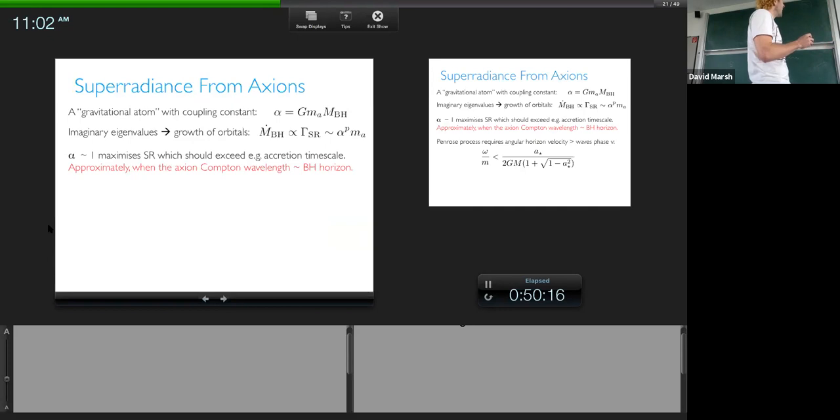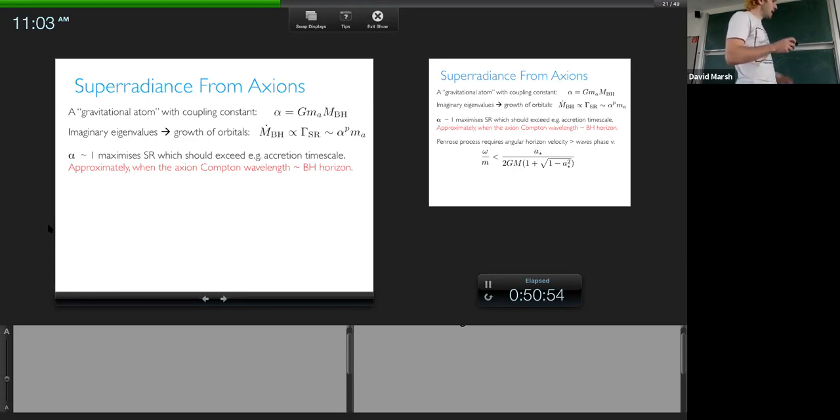If you have imaginary eigenvalues omega, you get a growth of occupation number of that orbital. And the time dependence of the black hole mass, which is also the time dependence of the spin and the energy, is proportional to the superradiance rate gamma_SR, which itself is proportional to alpha to some power times the axion mass. It turns out that when you do a whole bunch of tricky solutions to the relevant equations, when alpha is of order 1, it maximizes the superradiance.